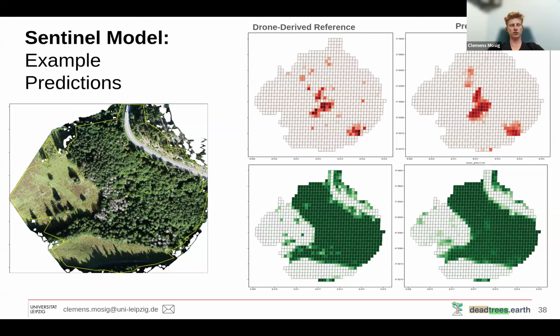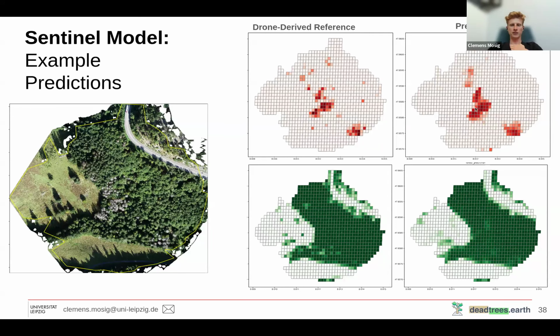So here's some example predictions of how the model is performing. On the left, you have the drone autophoto, from which we derive the training labels. And in the middle, you have these training labels that we derived automatically with the segmentation models from the drone autophoto. On the right, you have the prediction just from Sentinel-1 and 2. And this is in the validation set, meaning the model has never seen this entire site in the training. And you can see the model is working quite well.